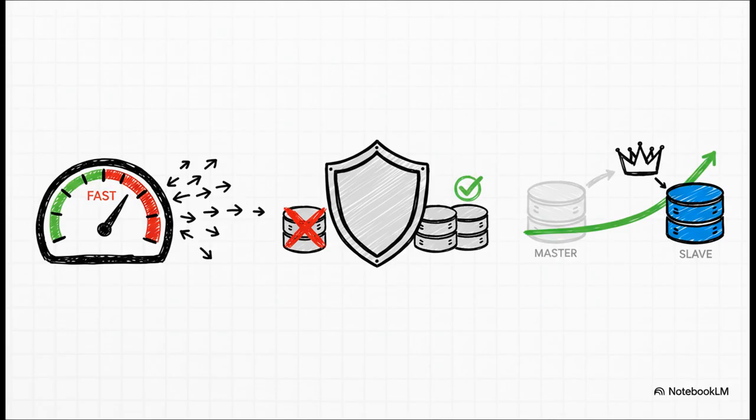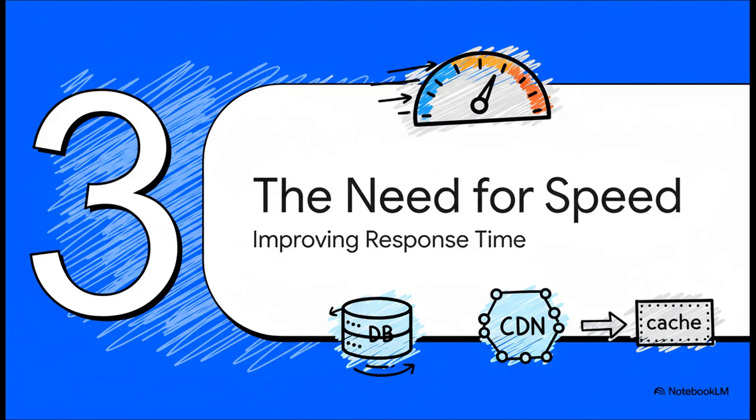And doing this gives us 3 huge wins. First, performance gets way better because we're splitting the workload. Second, we get reliability because our data now exists in multiple places. And third, we get high availability. If a replica server fails, the others just pick up the slack. And if the main one goes down, one of the replicas can just step up and take its place. Pretty cool, right?